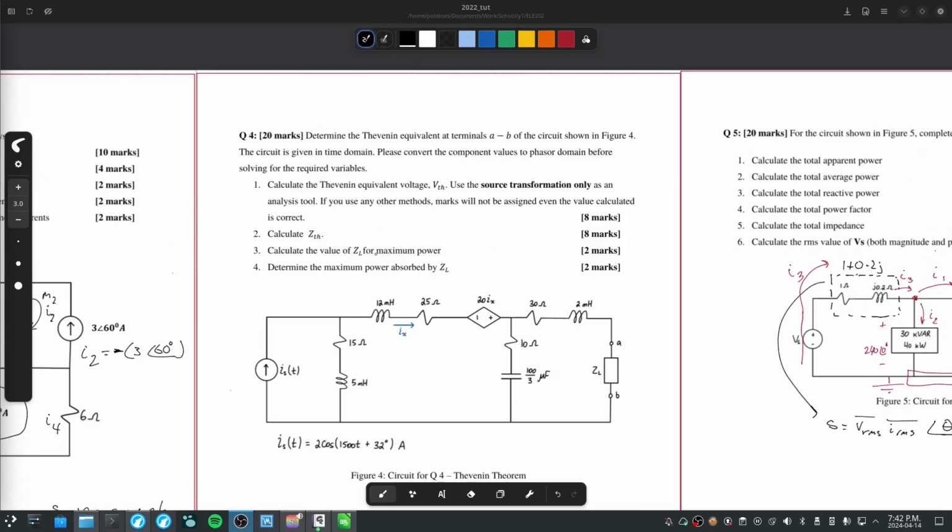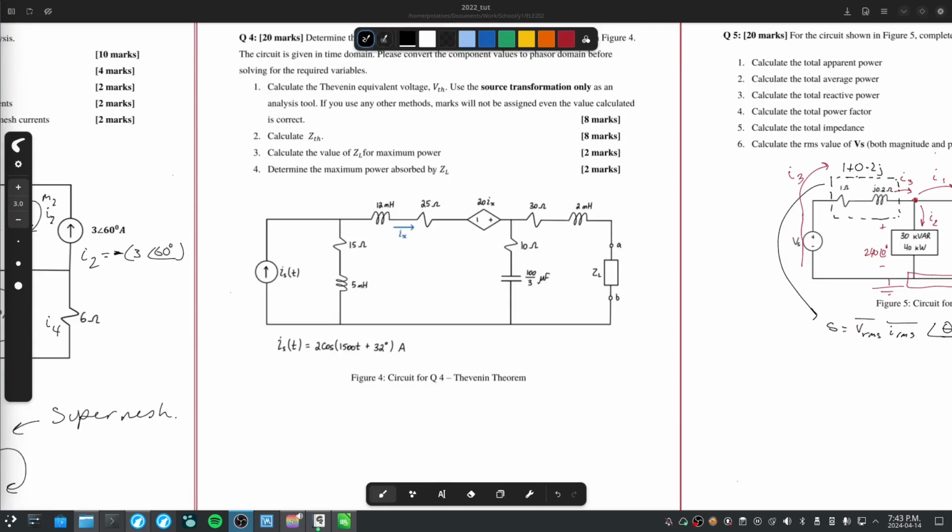Question 4. Determine Thevenin equivalent at terminals A minus B of the circuit shown in figure 4. The circuit is given in time domain. Please convert the component to phasor domain before solving for required variables. Calculate the Thevenin equivalent voltage VTH. Use source transformation only as an analysis tool. If you use any other methods, marks will not be assigned even if the value calculated is correct.